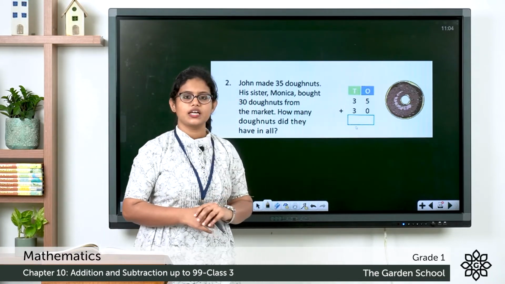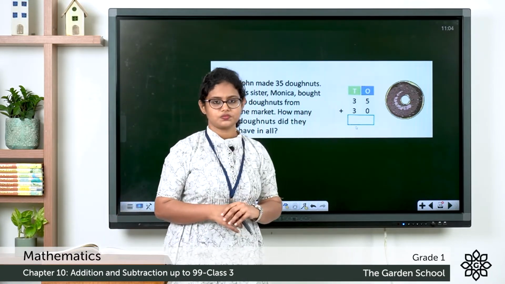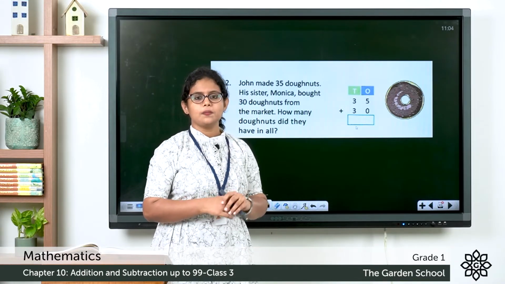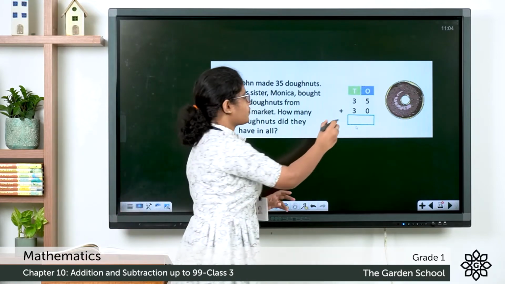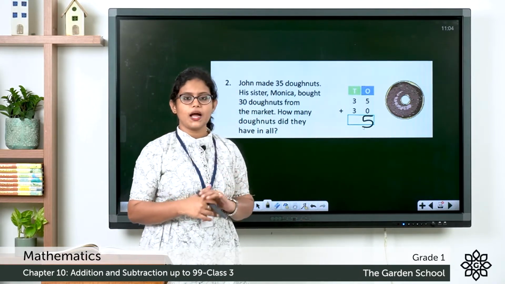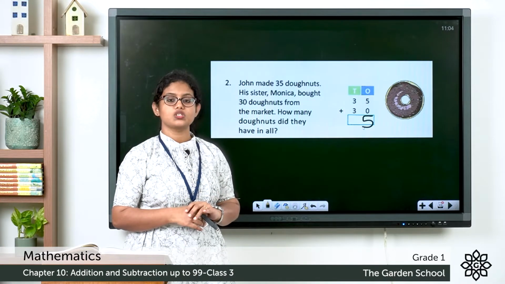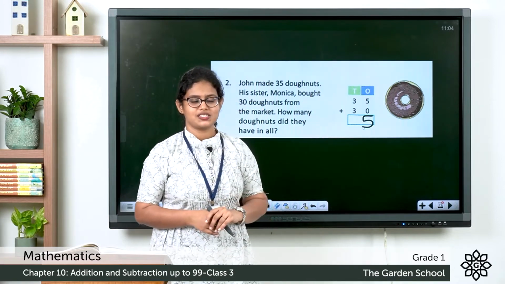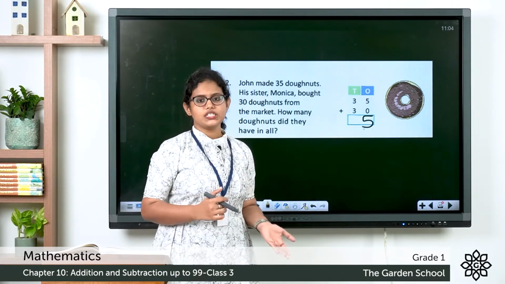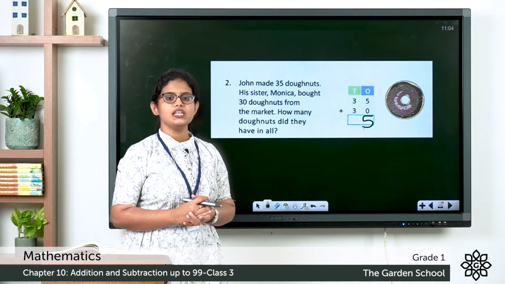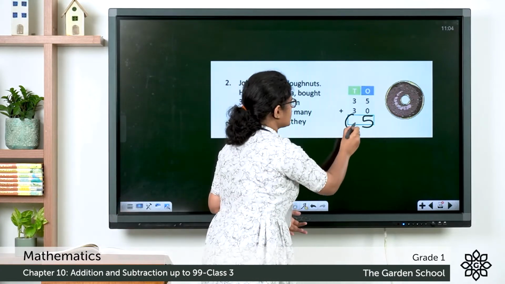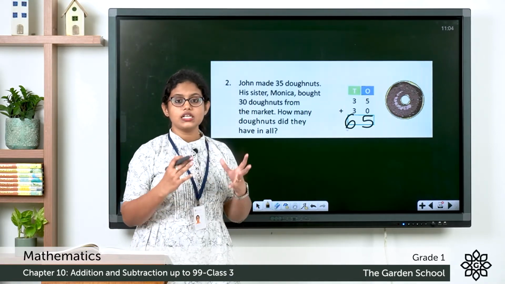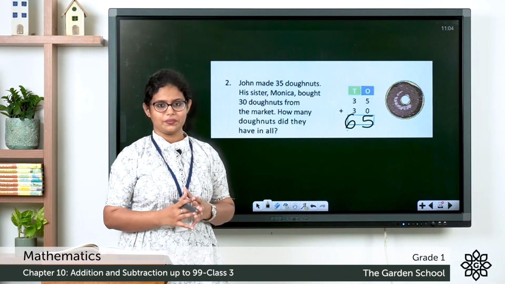35 plus 30. So see the ones place. Which numbers are there? We have 5 and 0. 5 ones plus 0 ones. It makes 5. When you add 0 to any number, you get the same number. So what is 5 plus 0? 5 plus 0 equals 5. So see the tens place. Which numbers are there? We have 3 tens plus 3 tens, which makes 6 tens. So let's write 6 here. 3 plus 3 equals 6. So in total, they have 65 donuts with them.